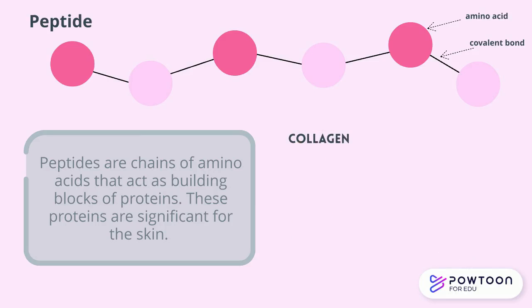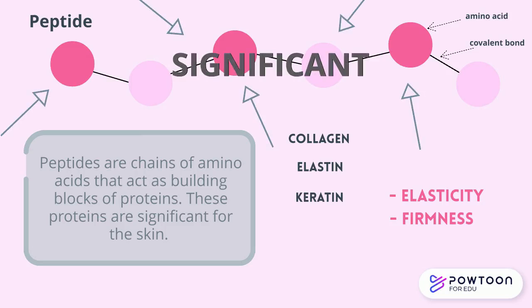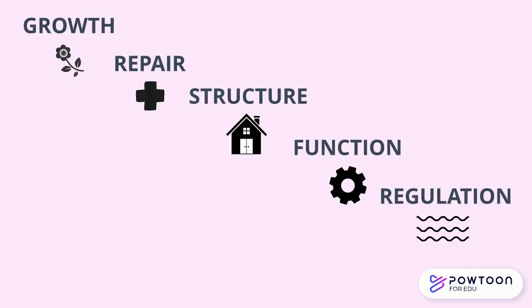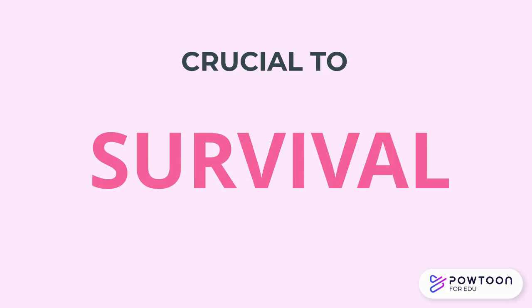such as collagen, elastin, and keratin. These proteins provide skin with optimal elasticity and firmness. Peptides are significant in the construction of many other proteins which are crucial to growth, repair, structure, function, and regulation of body tissues and organs, and therefore the survival of the organism.